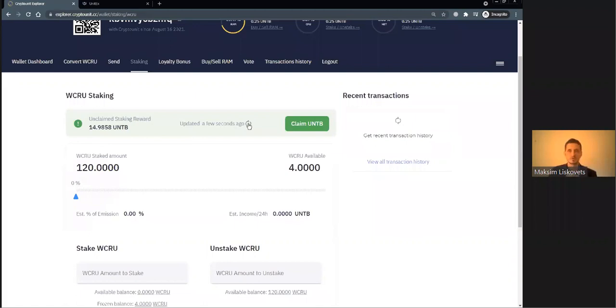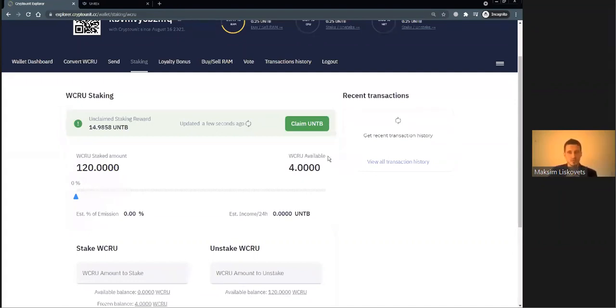It is important to see this phrase "updated" before you see this phrase "on." It's very important to remember, because it may happen that you haven't entered your wallet for a long time and you need to press this circle to update several times until you read this phrase, "updated a few seconds ago." It's crucially important for you to remember.